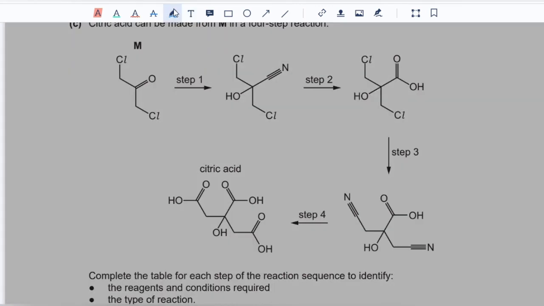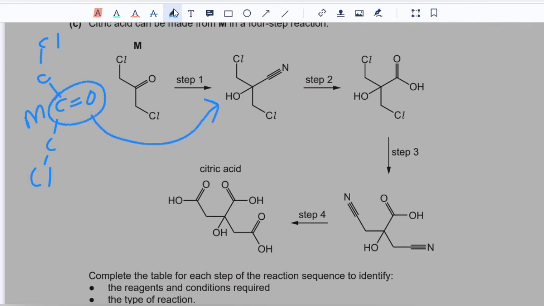look out for the changes that are occurring, and to do that I'd like to draw the displayed formula. So you've got chlorine on the first carbon atom, and then on the second carbon you've got the ketone group, third carbon chlorine. This is structure M, and to go from M to the second compound, the change that you'd be able to see is that you're changing the ketone group to an alcohol group as well as a nitrile group. So let me draw the backbone over here.